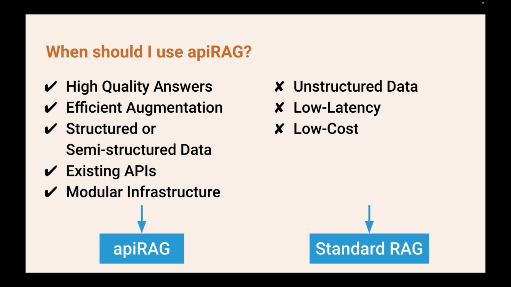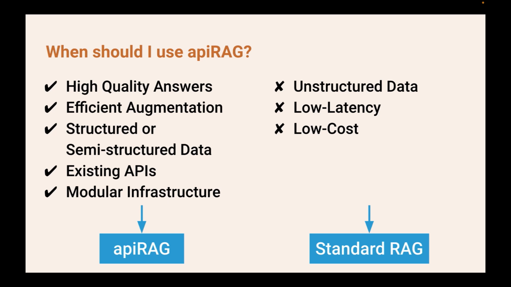When should you not use apiRAG? apiRAG does not give you much benefit over standard RAG when you're working with unstructured data, because there is not a lot of structure that we can extract or that the LLM can use in order to fine-tune the type of information that it needs to retrieve. It also adds additional latency because we have to do 2 round trips to the LLM, first to analyze the question and then secondly to produce the final answer. So there is an additional latency and with that also an associated additional cost.